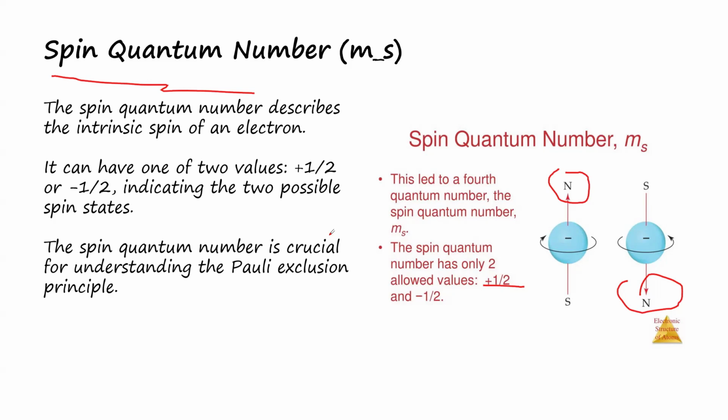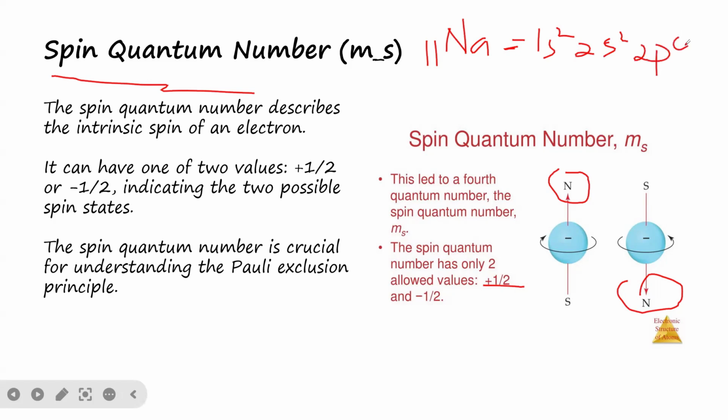Sodium has atomic number 11. So the first shell we have 1s2. The second shell we have 2s2, then we have 2p6, and then we have 3s1. So where do we have our 6th electron? You see, the best thing to do now is to draw the boxes.